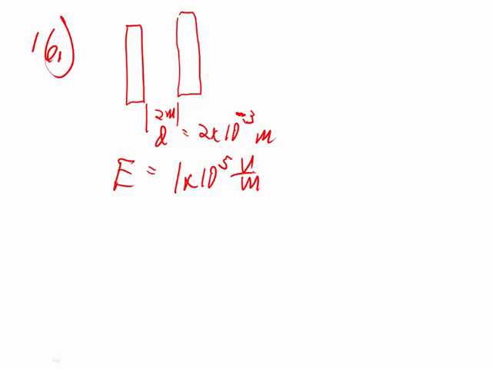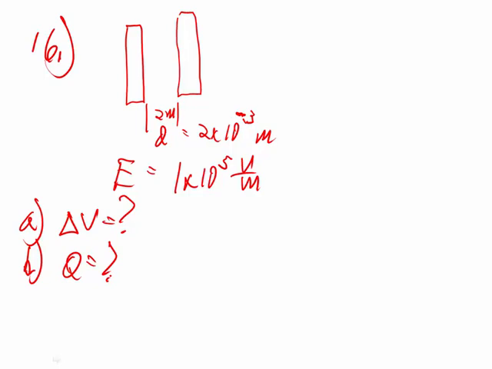What is the potential difference across the capacitor, A, and how much charge is on each plate? So for A, we want to know what is the potential difference across the capacitor. So we want to know delta V. And then B, we want to know the charge, Q.